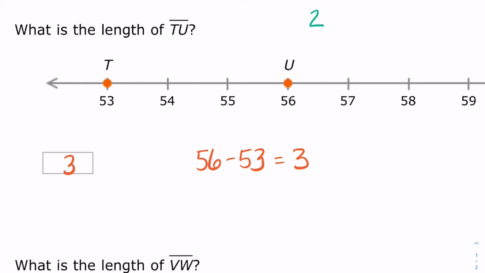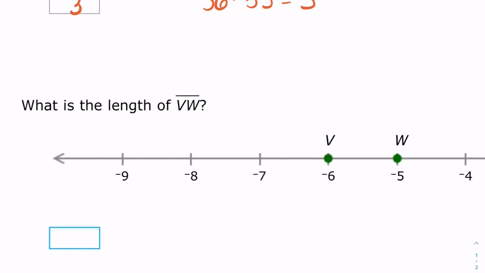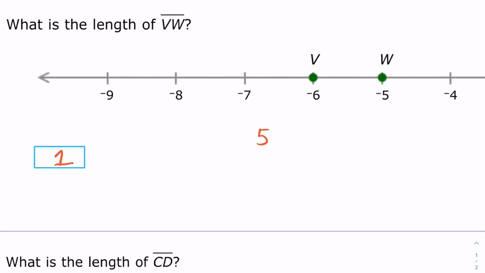All right, the next one, this one's 1 unit apart, and the reason why is because negative 5 minus a negative 6 is the same as negative 5 plus 6, which is 1. Again, you see it here, 1 unit. Not 1, 2, just 1 whole unit apart from one another.